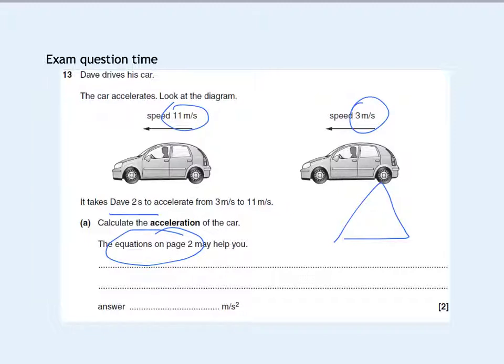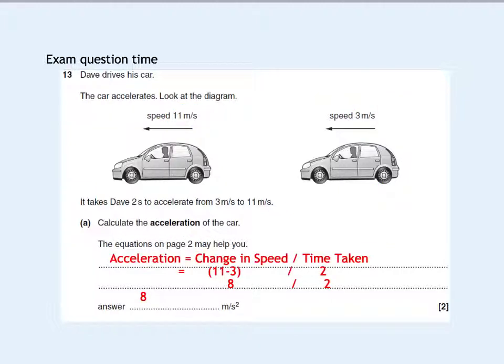Now you've had a chance to look at that, here's the answer. So you need to take the change in speed. It started at 3 and went to 11 meters per second. So 11 minus 3 is 8, and it took him 2 seconds to do that. So 8 divided by 2 is actually 4.